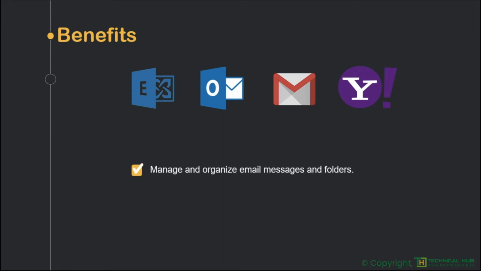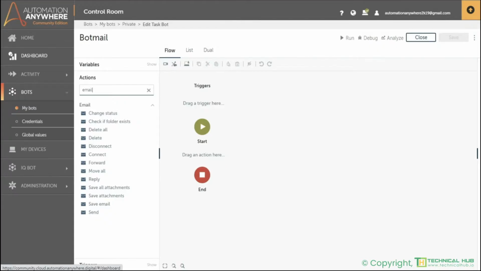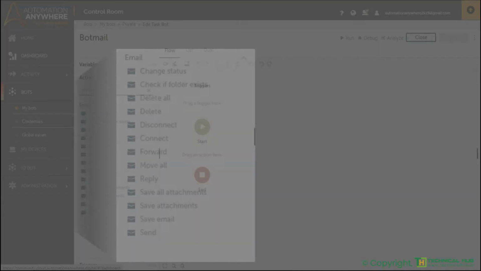Manage and organize email messages and folders. Download attachments from emails to specific folders on devices. Extract data from emails to variables to use as extracted data in other applications. For example, you can extract data from a sender's email and store it in a Microsoft Excel spreadsheet. Actions available in the email package.